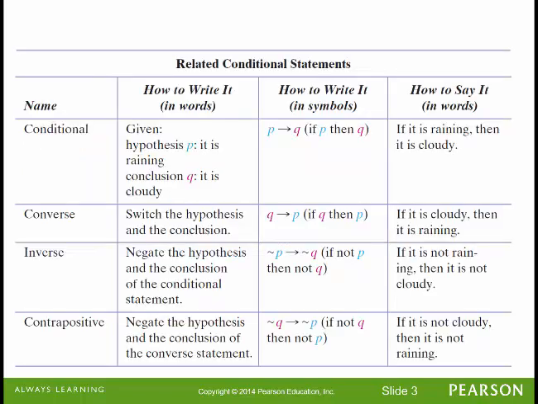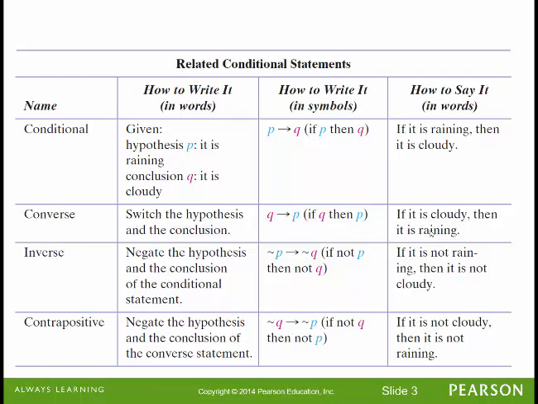All right, so first off, let's go back and talk about how you write related conditional statements. So I'm going to start with the conditional statement. And what you're given is a hypothesis, P, it is raining, and a conclusion, Q, it is cloudy. So how you write it, it's P implies Q, or if P, then Q. That's another way to write it. And how you would say it, if it is raining, then it is cloudy. So the converse is you switch the hypothesis and the conclusion. So it's Q implies P, or if Q, then P. So that is, if it is cloudy, then it is raining.